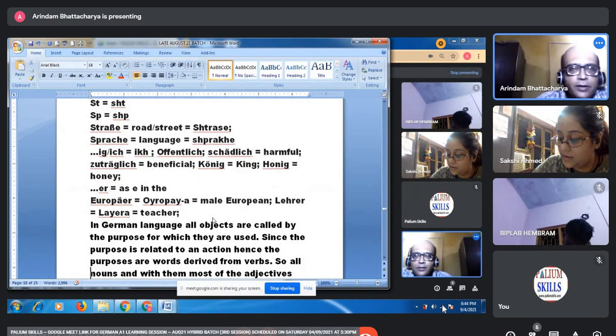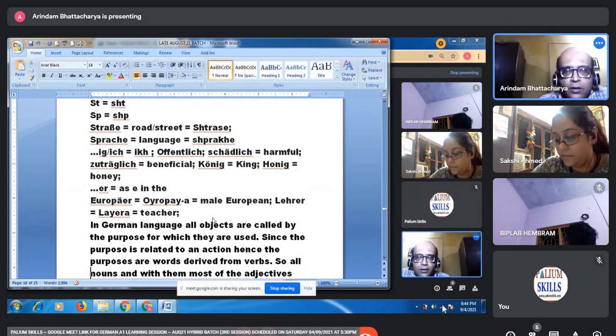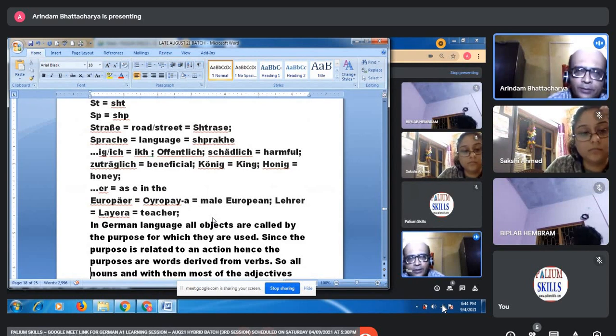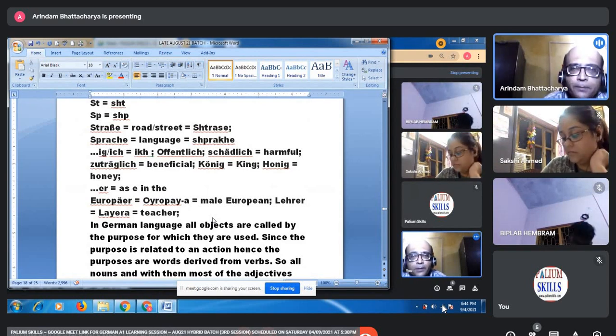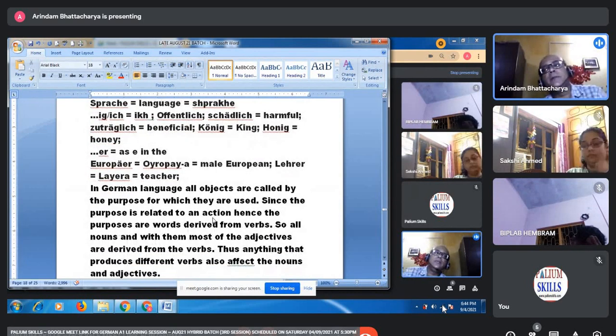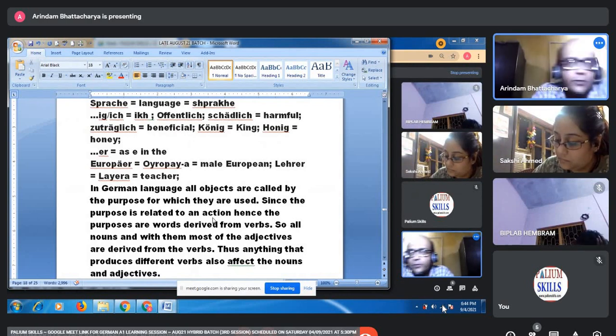ER, like Europäer. Europäer means male European. Lehrer, teacher. In the German language, all objects are called by the purpose for which they are used.